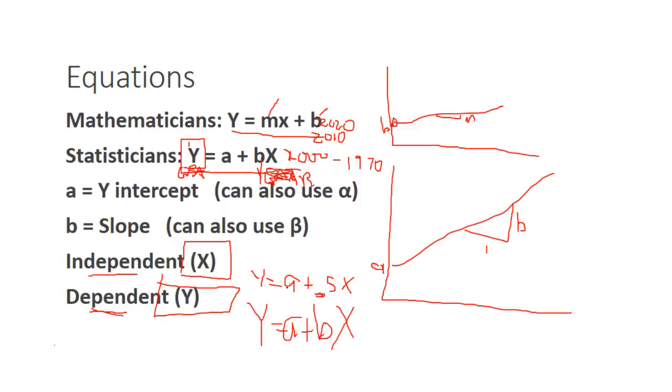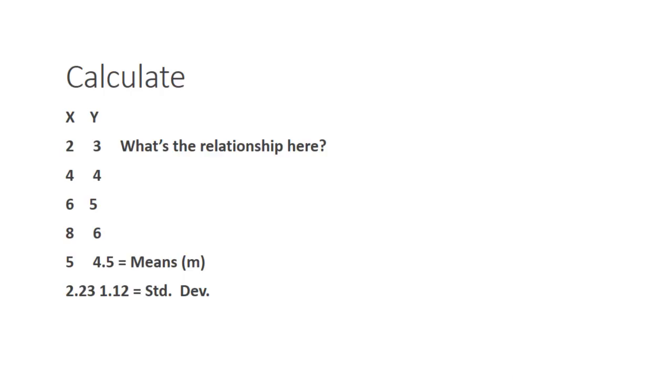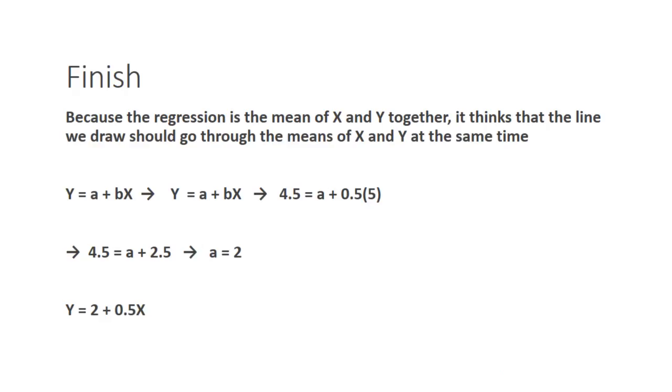Now we need to find a, and we're just going to find a by doing some silly little algebra. I know you hate algebra, but that's what we're going to do. We're going to put in the mean of x and the mean of y, x bar and y bar. We know b is 0.5. We know what that number is. And we can solve the equation for a. So let's go up here now.